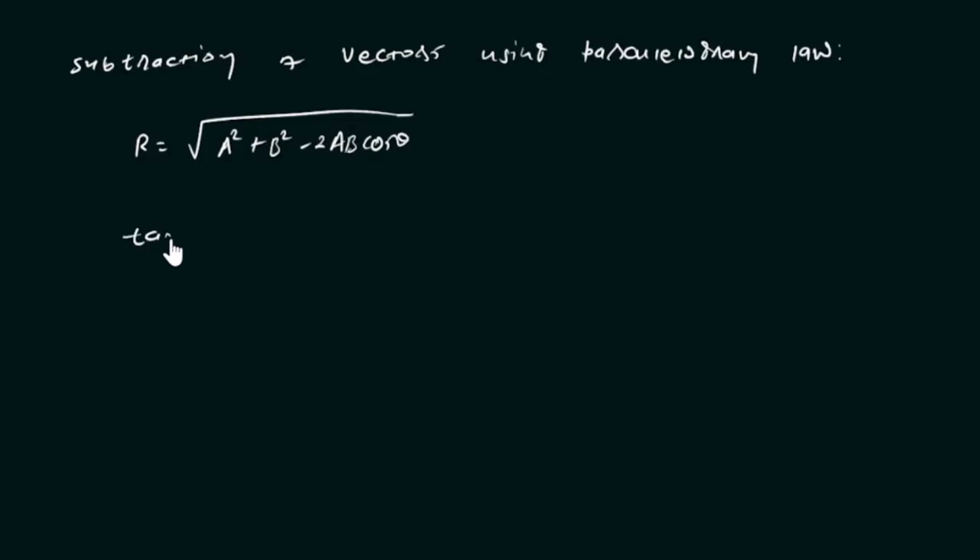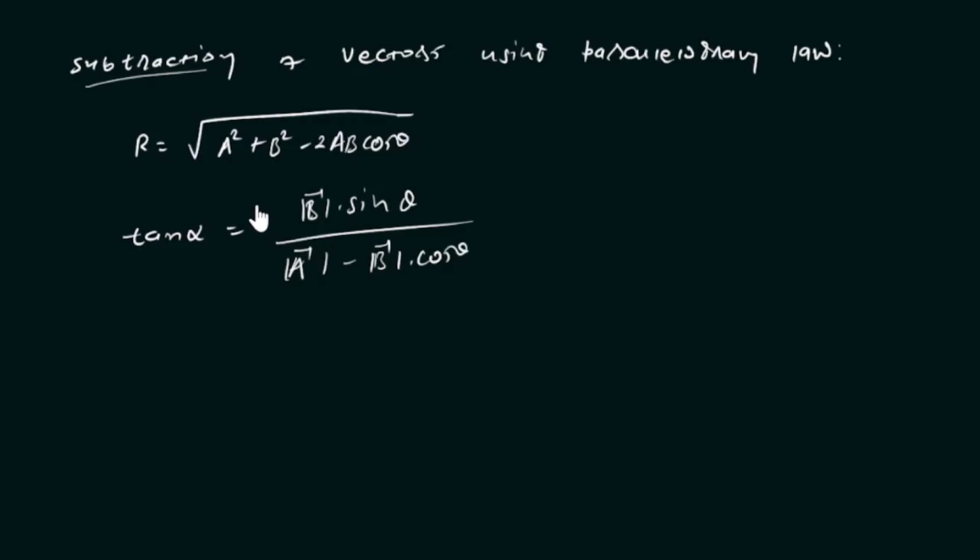and the resultant's angle with the vector A will be tan alpha, which will be B sin theta divided by A minus B cos theta. So these are the two formulas which you need to remember in case of subtraction. So this is all about how to add two vectors using the triangle law, polygon law, and parallelogram law of addition. You can also subtract vectors using such methods.